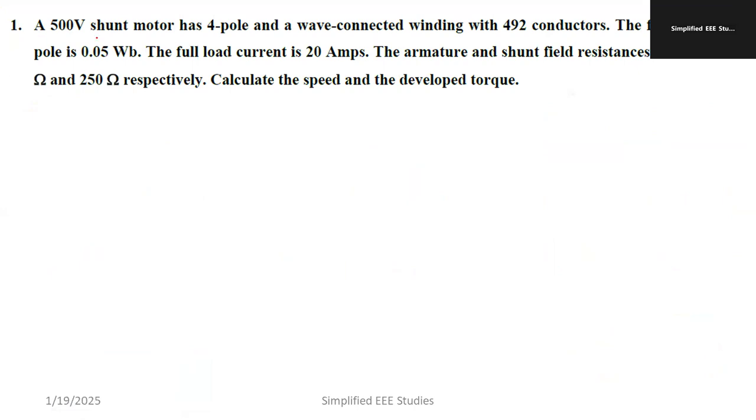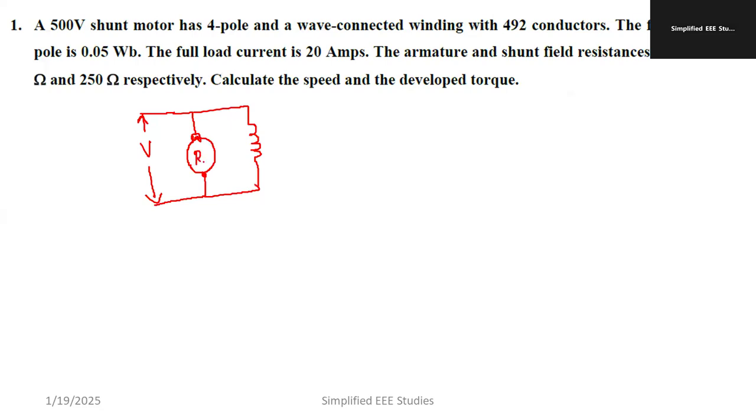A 500 volt shunt motor. First of all, draw a circuit diagram for the shunt motor. Shunt motor in the sense we need to draw both armature and field in parallel fashion. Correct, no? That is why it is called a shunt motor. We give electrical input, and we are able to get the mechanical output across the armature, in the sense of rotation or movement.